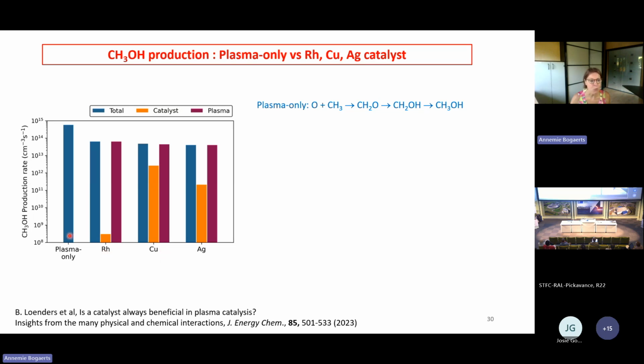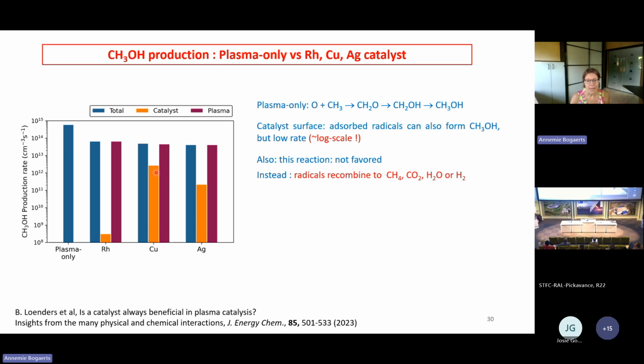What I show is the total methanol production, the production at the catalyst surface, and the production in the plasma. Total in the case of the catalysts means the sum of both, while for plasma only, it is just the total. Now we found that in plasma only, this reaction happens, giving rise to methanol production. At the catalyst surface, similar reactions can also occur, like the adsorbed radicals can also form methanol, but this is at a much lower rate. Note the logarithmic scale here. That's why you also see not much improvement compared to plasma only.